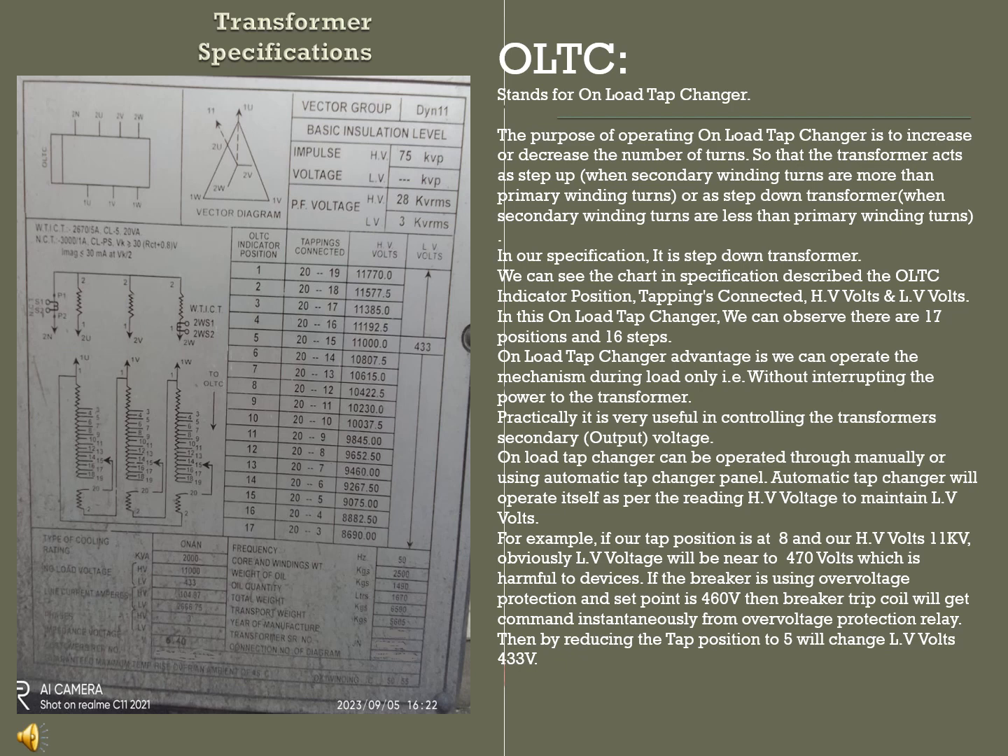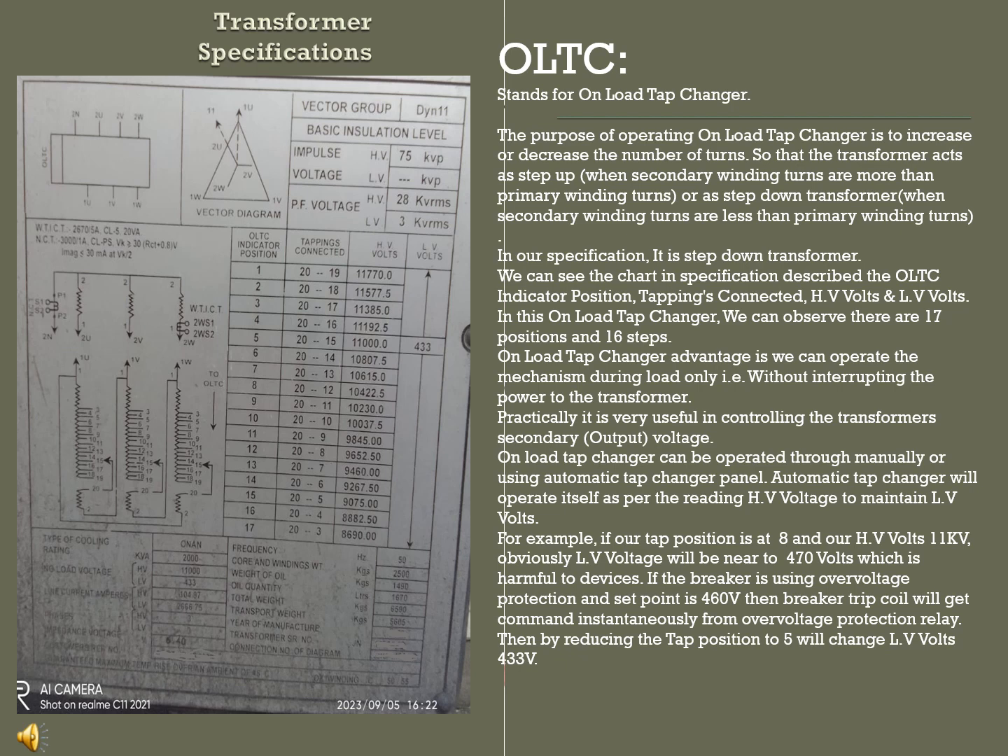The on-load tap changer can be operated manually or using the automatic tap changer panel. The automatic tap changer panel will operate itself as per the HV voltage reading to maintain the LV voltage. For example, if our tap position is at 8 and our HV voltage is 11 kV, obviously the LV voltage will be near 470 volts, which is harmful to the devices.